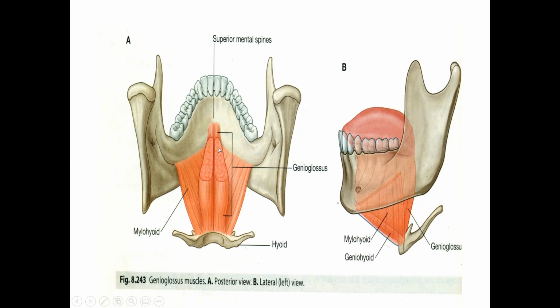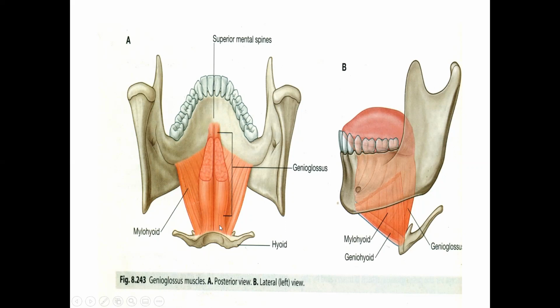This is the genioglossus muscle, and this is superior to the geniohyoid muscle. This is the mylohyoid. Above the mylohyoid we have the geniohyoid. Then above the geniohyoid muscle, or superior to the geniohyoid muscle, we have the genioglossus muscle. So this genioglossus muscle takes origin from the superior mental spine.